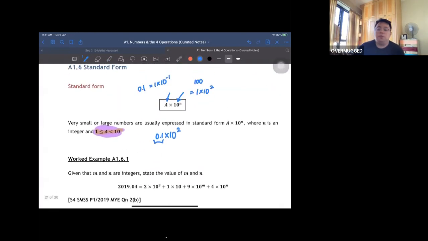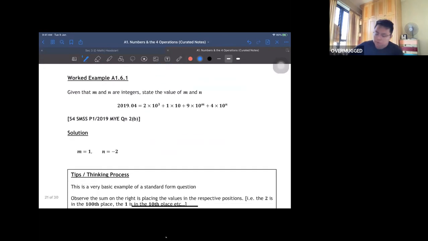Also, standard form is another way to help simplify numbers. Sometimes if you're dealing with millions of dollars in your questions and you're not careful, you're going to miss out a 0, type into your calculator wrongly, and get the question wrong.